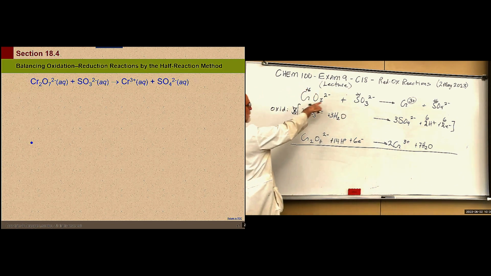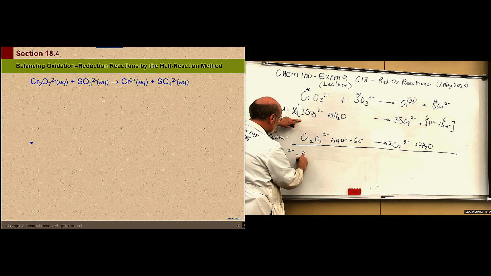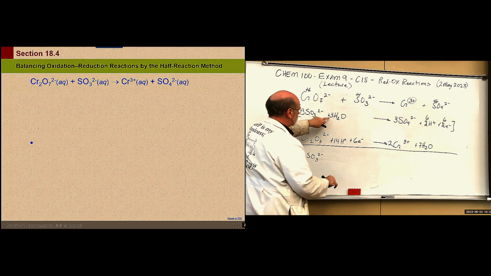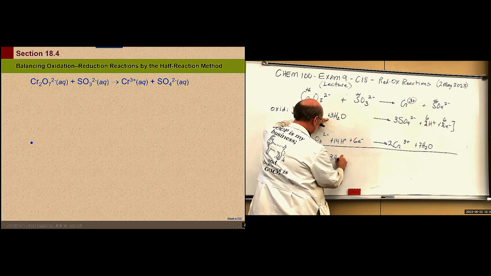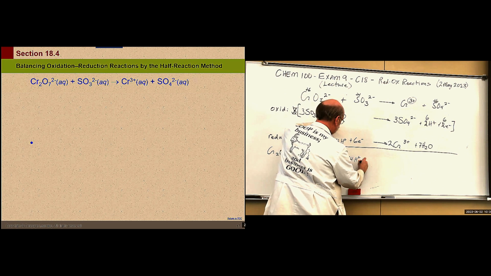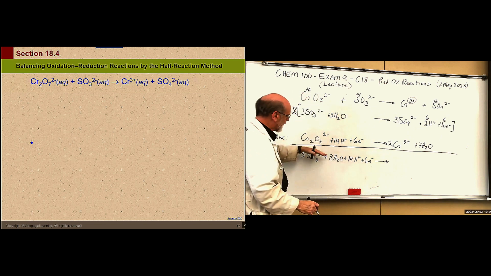All right, let's write them in the same order as up here. So the dichromate ion, and then plus three sulfites. Then what else do we have? We have three water. We have 14 hydrogens, and we have six electrons. That takes care of this side.